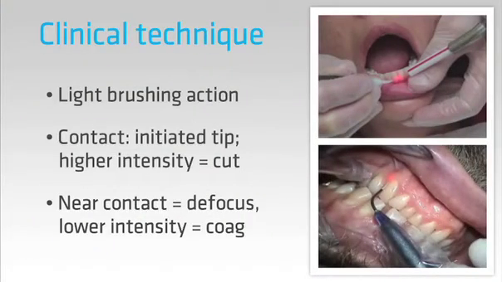Another key aspect of using a diode laser well is the clinical technique. For surgery, you should use a light brushing action, barely touching the tissue surface. This technique used with an initiated tip is how we cut tissue. The small or zero distance from the tip to the surface gives us our greatest intensity. When we want to coagulate, we should be away from contact with the tissue, so that the beam spreads out or defocuses. This lowers the intensity below the ablation threshold, so we get localized heating and coagulation rather than ablation.